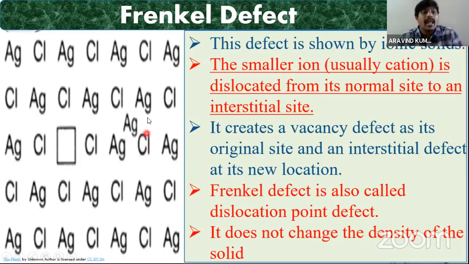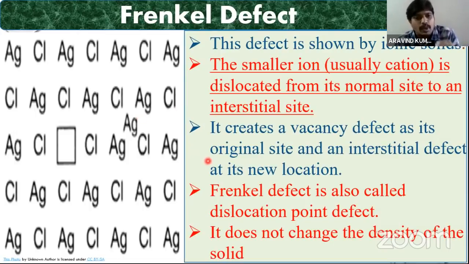That's the reason it creates a vacancy defect at its original site and an interstitial defect at its new location. Now, children, one interesting thing between Schottky and Frenkel: here no ion is moving out of the crystal. That's the reason the Frenkel defect does not change the density. Whereas in the Schottky defect, there is a change in density because ions are missing out of the crystal.